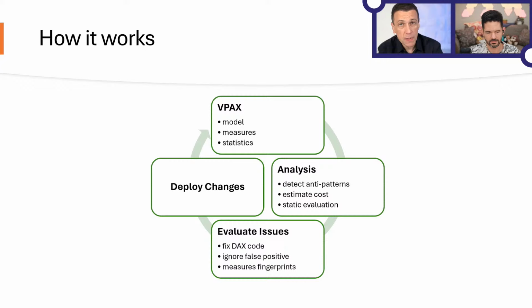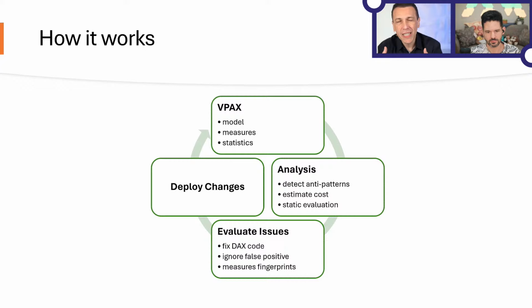Why should we repeat the process? Well, because we added other measures and other tables, for example, because the model evolves. If there are no changes in the model, you don't have a reason to do that. But in the life cycle of a project, this is something that you start not once you deploy the code the first time, but you do in an iterative way during the development.